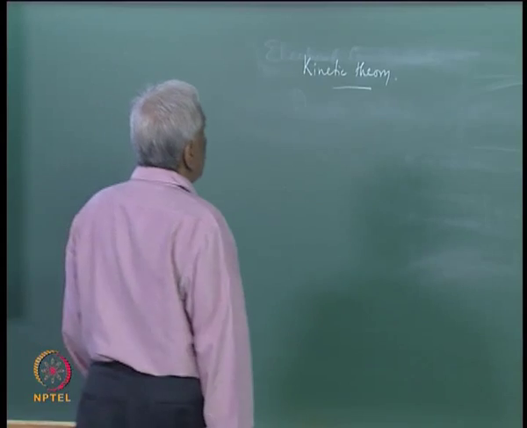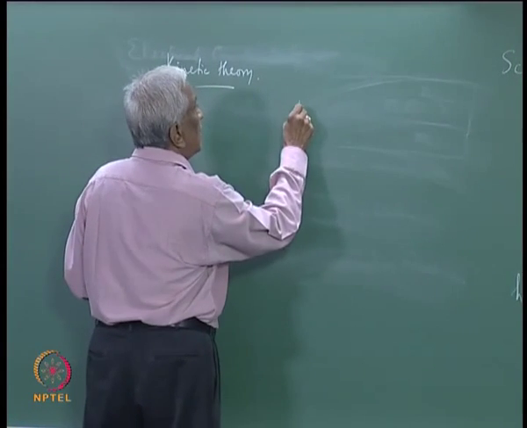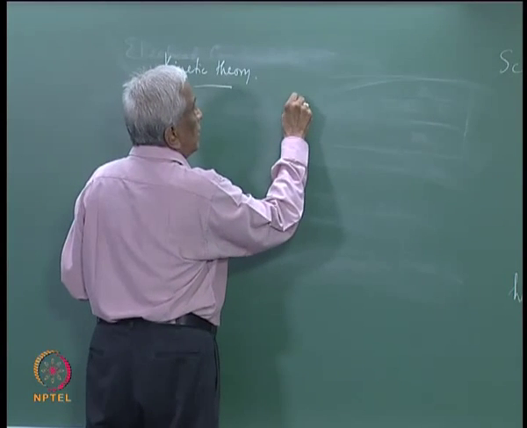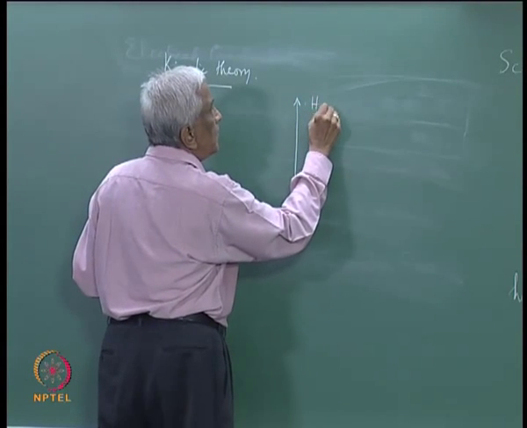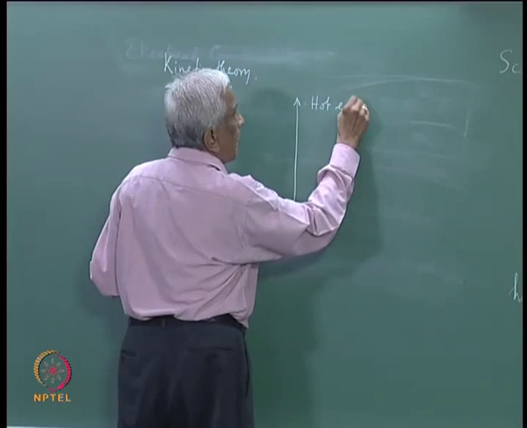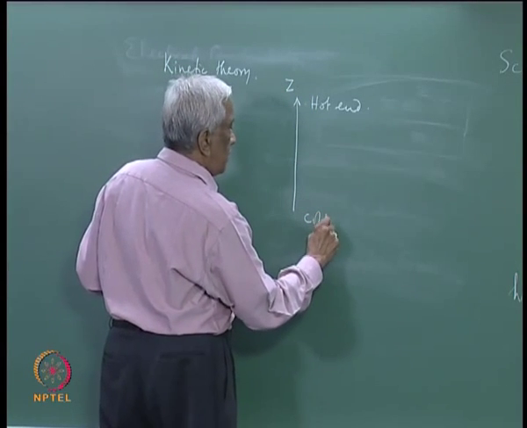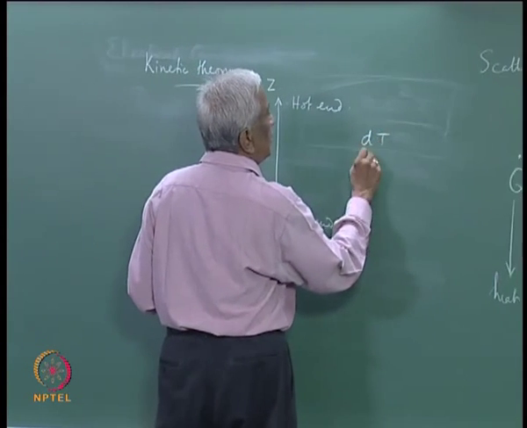This is done as follows: if you have a temperature gradient, say the gradient is like this, so that there is a hot end, let us say this is the z direction, this is the cold end, and so there will be a temperature gradient dT by dz.